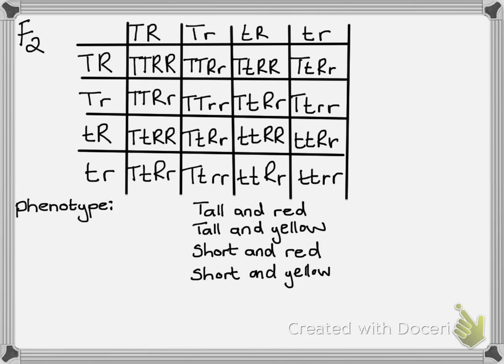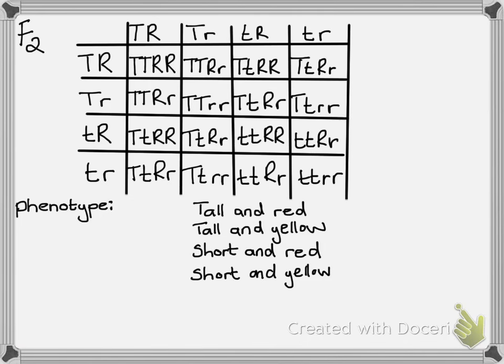Alright, now that I've filled out my whole Punnett square with the remaining combinations, I'm going to write the phenotype. And all I've done here is I've written phenotype, and I have listed the possible combinations: tall and red, tall and yellow, short and red, and short and yellow. And because we're doing all the phenotypes, we need to select all the allele combinations that represent these phenotypic outcomes. So to be tall and red, you need at least one capital T and one capital R.